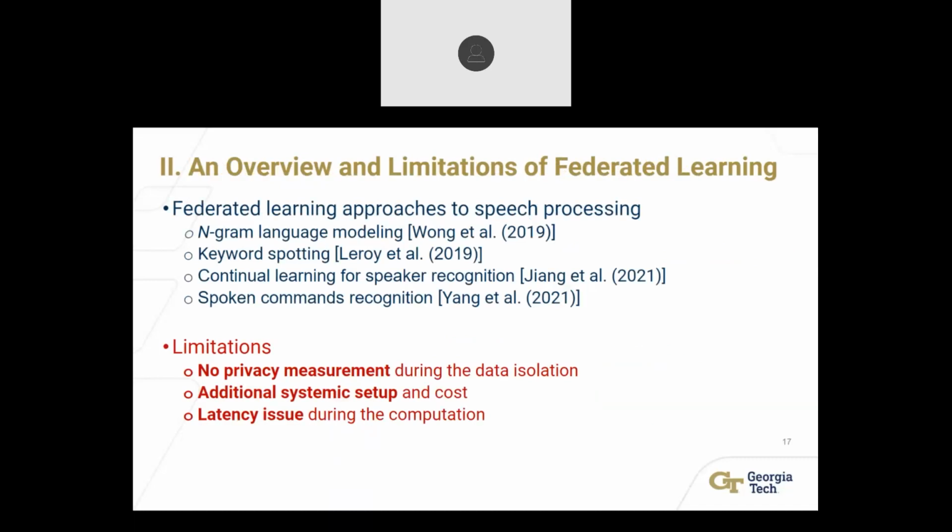All right, so there is some work from different approaches for speech, and you can do the same thing on images. The limitation is they don't have a privacy measurement for this data isolation, and they require additional system setup and cost. That means latency will be an issue. Finally, computing and latency issues should be considered when we have an on-device processing framework.